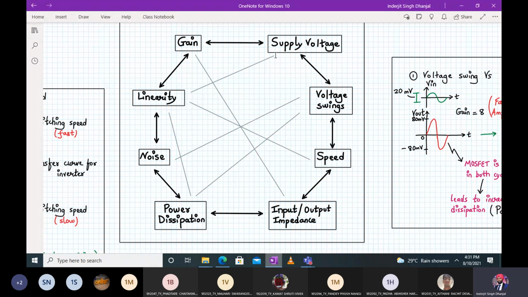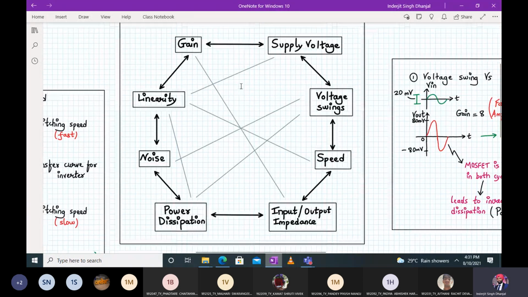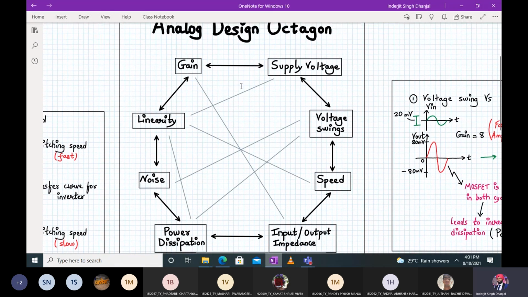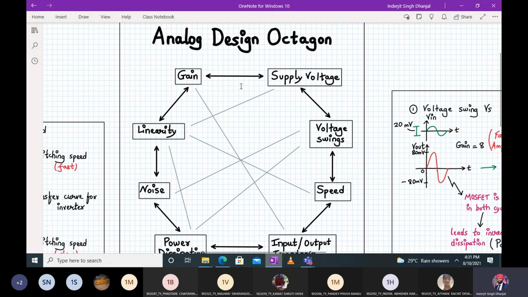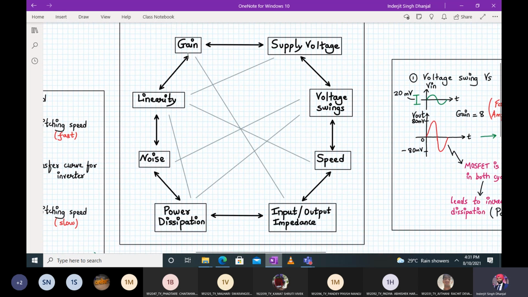This entire interrelation between the parameters is called the analog design octagon. Gain is related to linearity and supply voltage. Voltage swing is related to supply voltage and speed. Input and output impedance are related to speed and power dissipation, and so on. There are internal relations also, like linearity is related to speed as well as supply voltage. We have already talked about power dissipation related to voltage swings and linearity. So all those things are internally related.